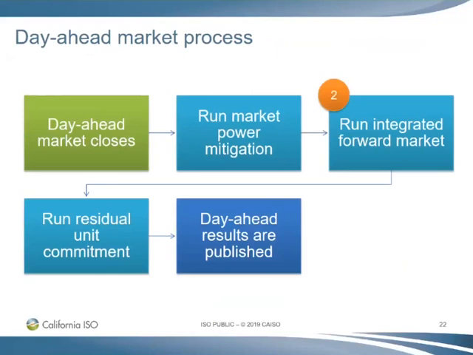The second process is the integrated forward market, which establishes the generation needed to meet bid-in demand. Market prices set are based on bids. And last, the residual unit commitment process secures capacity from additional resources in order to meet the forecasted demand for the next day. These processes are co-optimized to produce a day-ahead schedule at least cost while meeting local reliability needs. The final step of the day-ahead market is to publish the market results at approximately 1300.